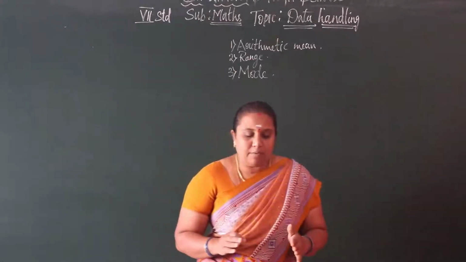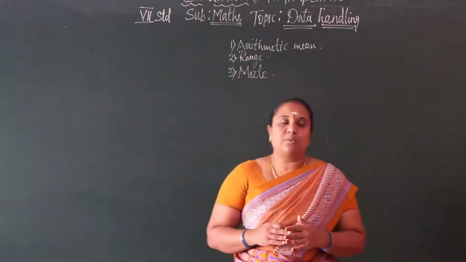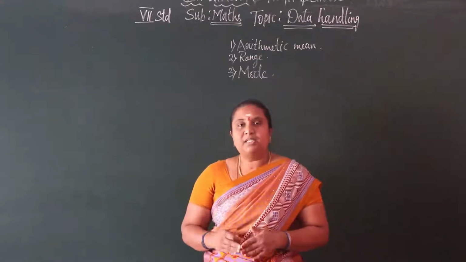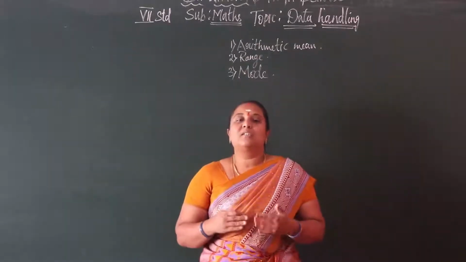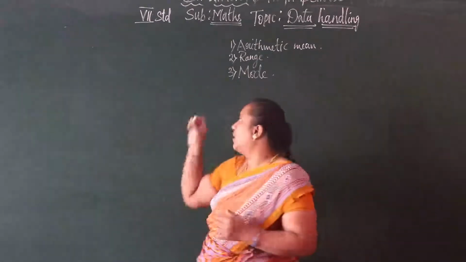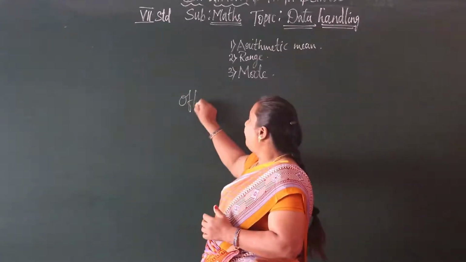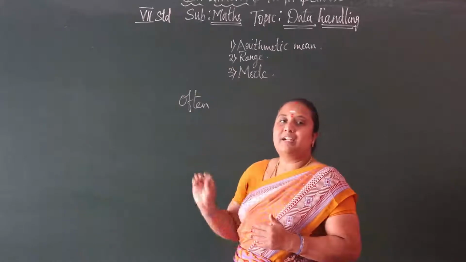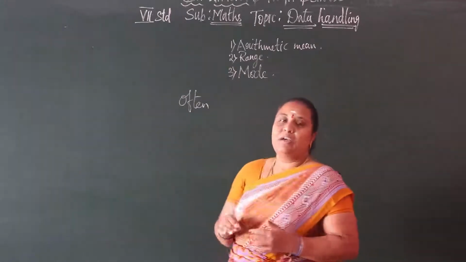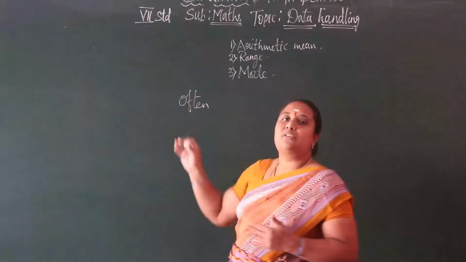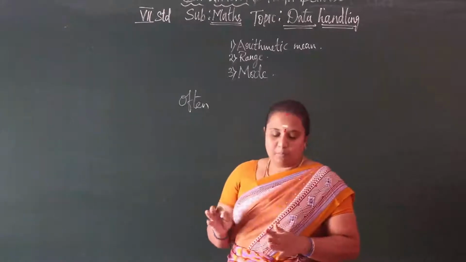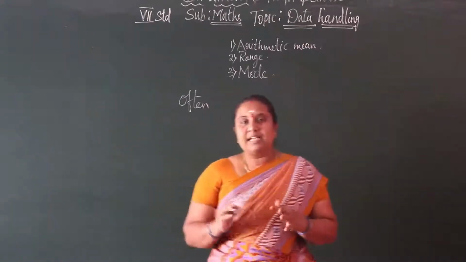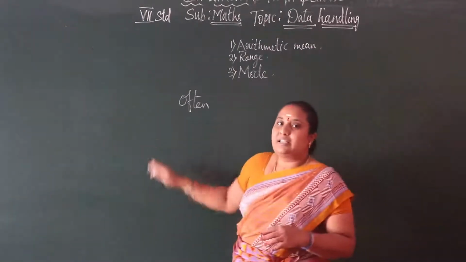The number which appears again and again, that is often. What is meant by the word often? It should be appearing again and again. That is the meaning of the word often. The number which appears often in a set of numbers is called the mode.